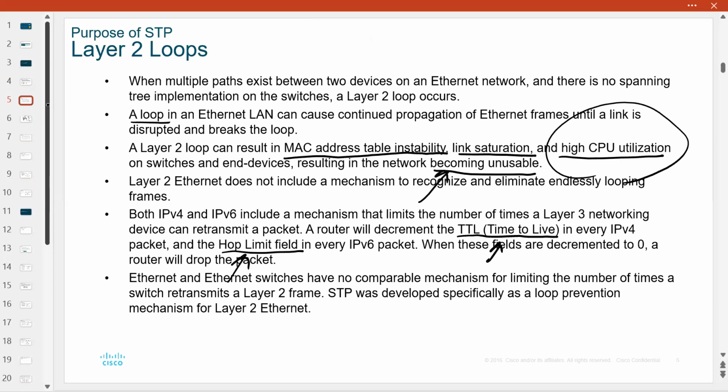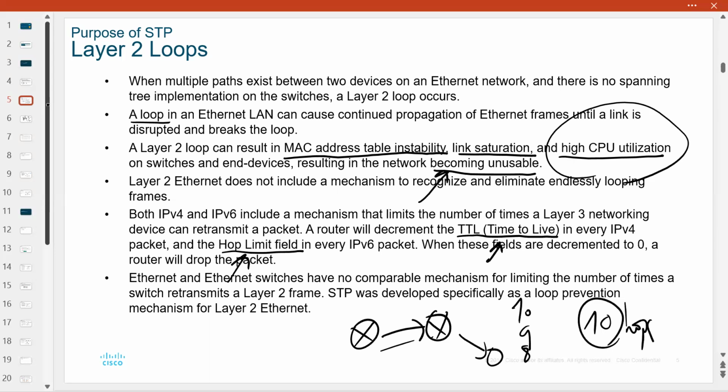The packet moves from one router to the other, and the TTL value decreases. Let's say the value starts at 10. Moving from one router to the other, it decreases to 9. Moving to the next router, it decreases to 8. After passing through 10 routers, which are 10 hops, it decreases to 0. When it reaches 0, that packet is dropped in the network.